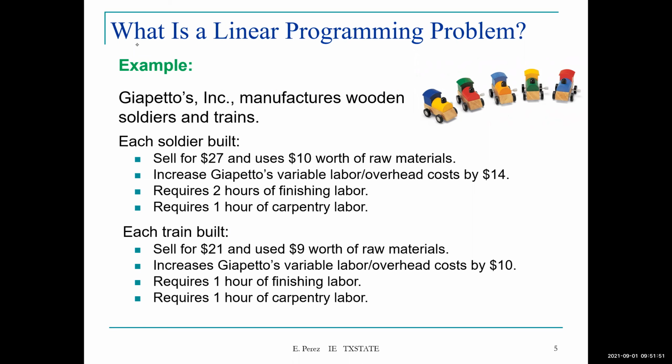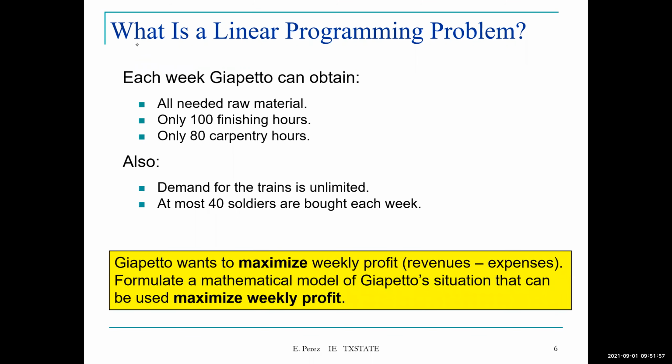So the question is, based on this information, we also have additional information. Each week, Yapeto can obtain all the needed raw materials, so that's not a constraint. We can get all that raw material without problem, but we have some limitations in terms of the number of hours that we have for finishing and the number of hours that we have for carpentry. We also know that the demand for the trains is unlimited, but for the soldiers, at most 40 are bought each week. So using all this information, we want to maximize the weekly profit.